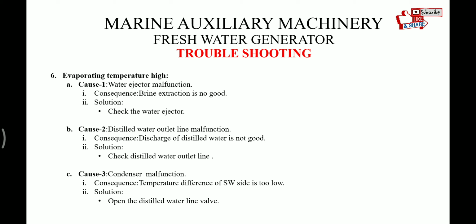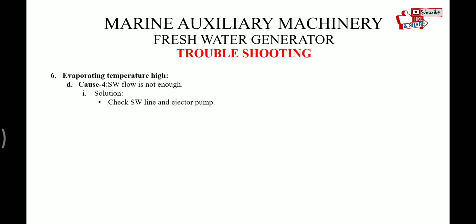Third cause for evaporating temperature high is condenser malfunction. The consequence is temperature difference of sea water side is too low. And the solution is open the distillate water line valve. Fourth cause for evaporating temperature high is seawater flow is not enough, and the solution for that is check the seawater line and the ejector pump.